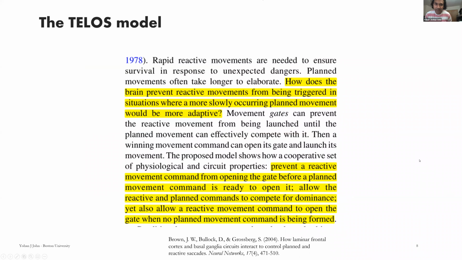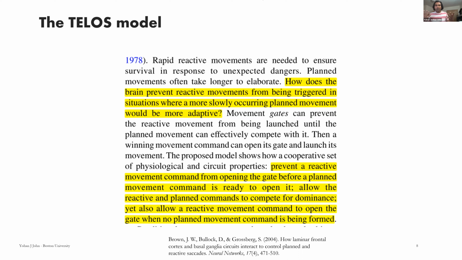So with that, the TELOS model is from 2004. It was more or less operating based on the traditional picture of the basal ganglia and how it interacts with the cortex, with a few differences which make it potentially relevant to the debates about what the basal ganglia does. So the question, again an excellent Grossberg question framing a behavioral question: how does the brain prevent reactive movements from being triggered in situations where a more slowly occurring planned movement would be more adaptive?